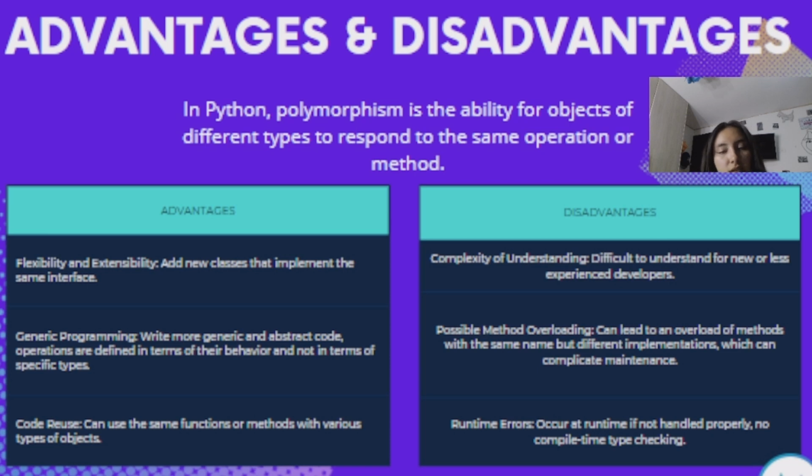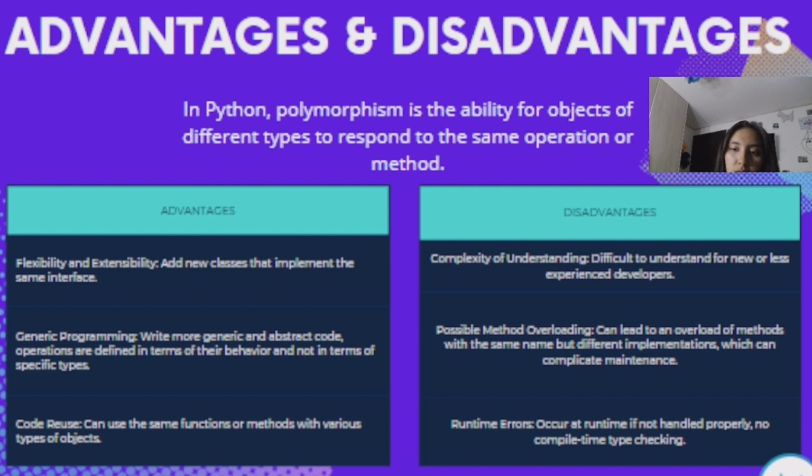Then we have the disadvantages of polymorphism. The first one is the complexity of understanding, because this is difficult to understand for new or less experienced developers. The second one is possible method overloading, which can lead to an overload of methods with the same name but different implementations, which can complicate maintenance.